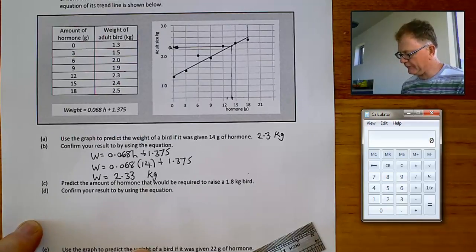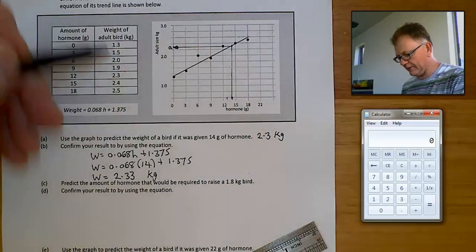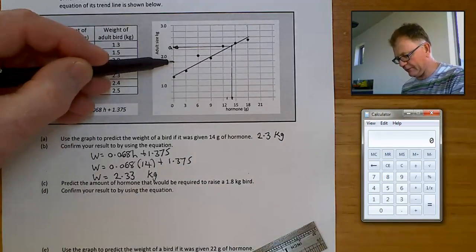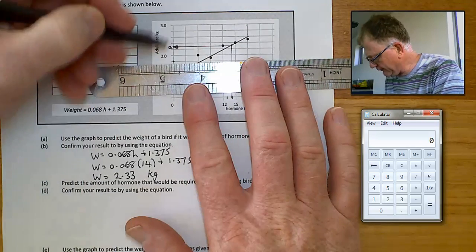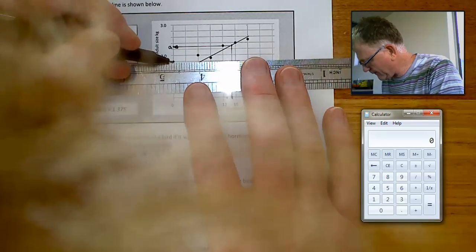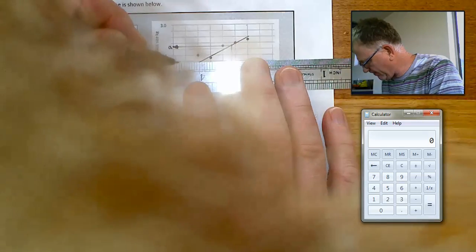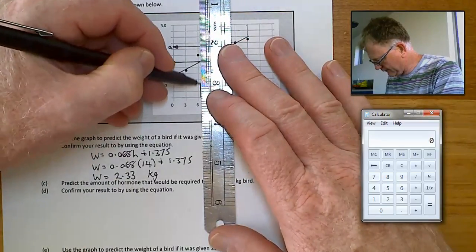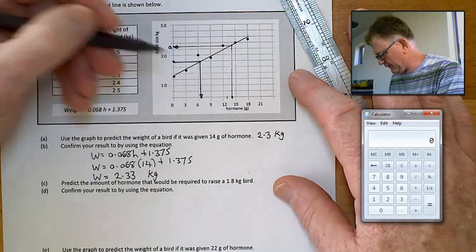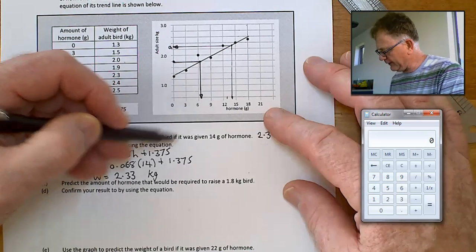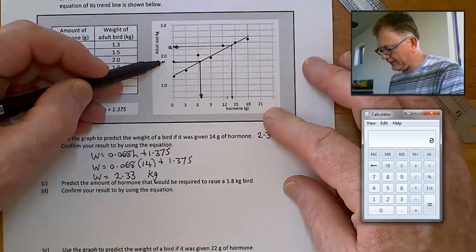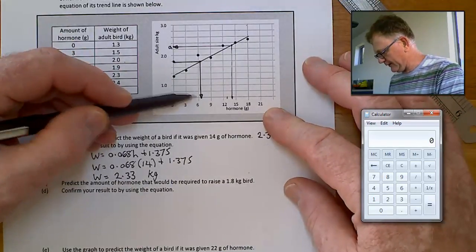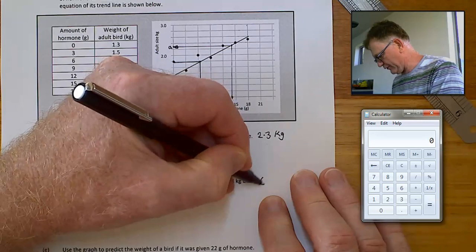Next bit, part C, was predict the amount of hormone that would be required to raise a bird which weighs 1.8 kilograms. This time they've given us the weight of the bird, so we can go up here to 1.8, go across until you hit the graph, and then go down until you hit the axis. You'll find that we're just a bit over 6, not up to 7, I reckon. If you want to get a 1.8 kilogram bird, you will give them about 6.5 grams of hormone.